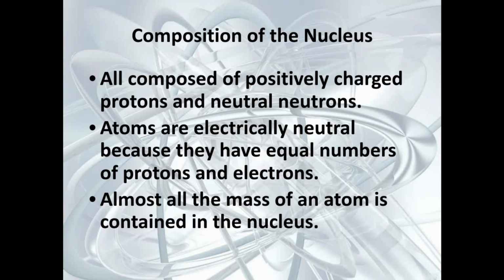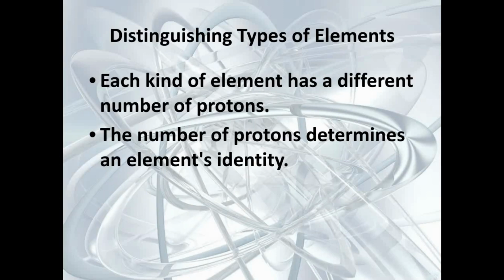And almost all of the mass from the atom is going to be located in that nucleus because compared to the protons and neutrons, the electrons have almost no significant mass at all. So when we're looking at different types of elements, the number of protons that an element has determines the type of element. So if we're looking at a carbon atom versus a nitrogen atom, what is going to distinguish them will be the number of protons.